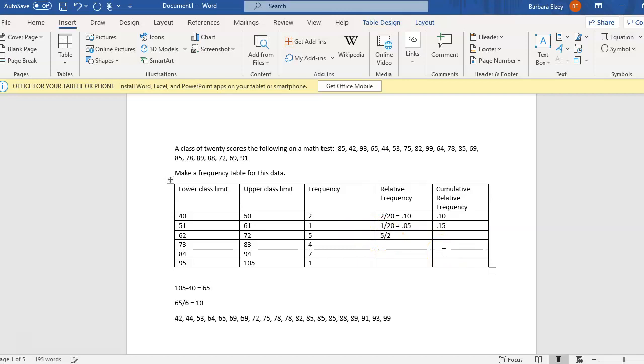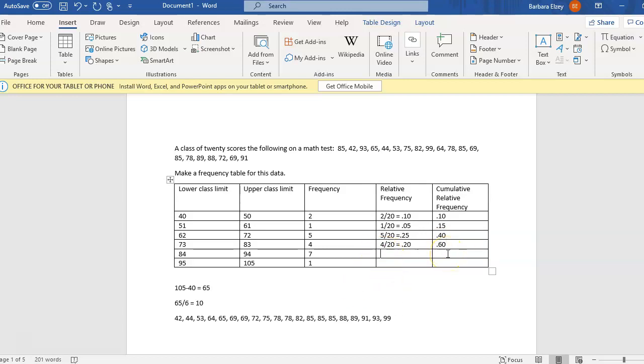We had 5 out of 20 here. So 5 out of 20 is going to be 0.25 for its relative frequency. Oh, I'm sorry. No, that's right, 0.25. And if we add 0.25 to the 0.15 we had in the previous row, this is 0.40. All right, so let's keep going. We now have 4 out of 20, which if we put that into the calculator is 0.20. Add that 0.20 to the 0.40 we previously had, our cumulative relative frequency is 0.60.